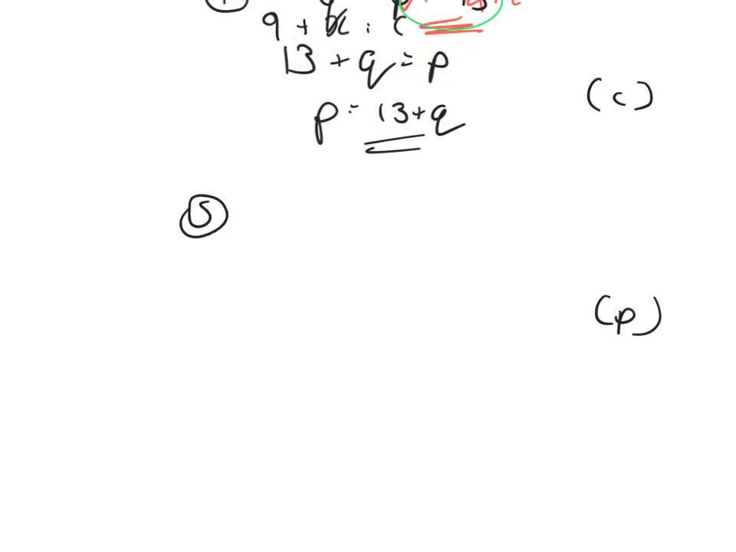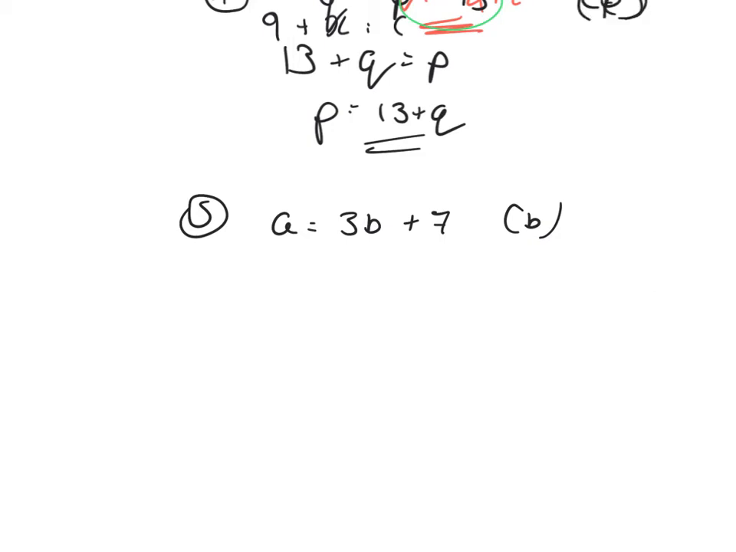Let's try an example 5. Okay, example 5, let's go for a equals 3b plus 7. Change the subject of the formula to b. Okay, so just slightly more work this time. We've got a couple of things to do. Well, the first thing that we're going to do is get rid of the plus 7, so that'll come across and become minus 7. So it'll be minus 7 plus a equals 3b. That's because the opposite operation of plus 7 is minus 7.